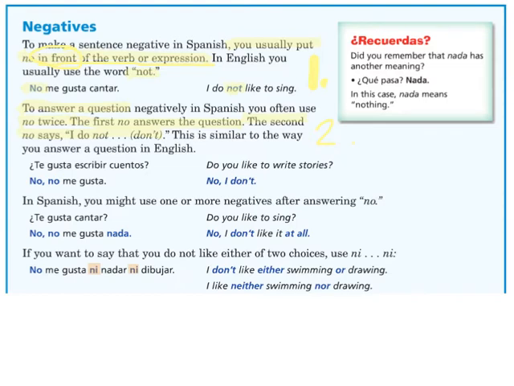So if we ask, ¿te gusta escribir cuentos? Do you like to write stories? We're going to need to say no twice. In English, it's no, I do not. In Spanish, it's no, no me gusta.